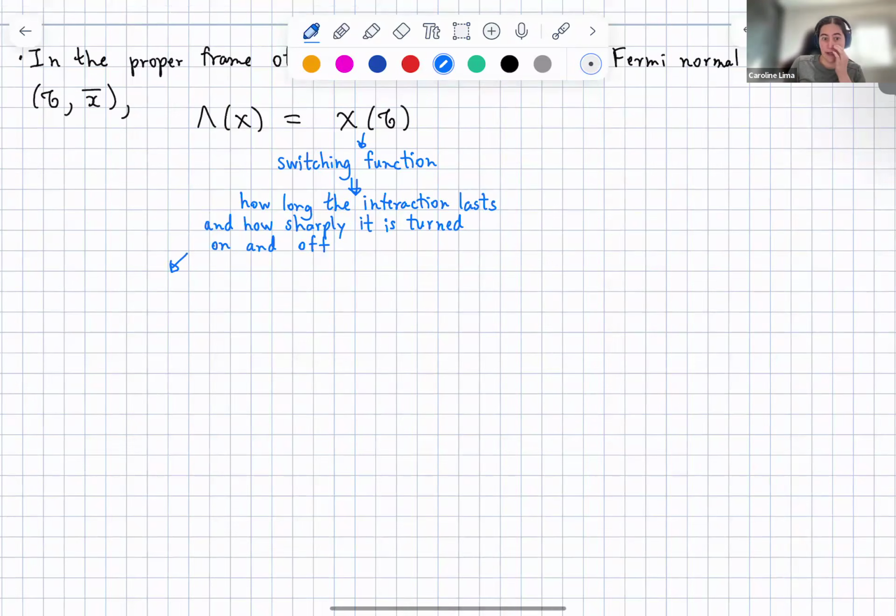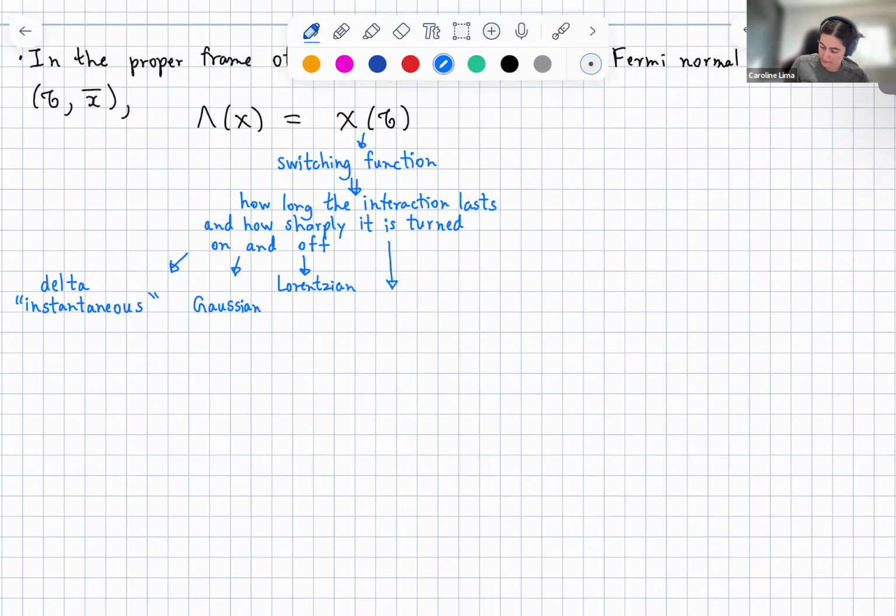Some that come to mind would be a delta, which would describe an instantaneous coupling, an instantaneous interaction. Also Gaussian, which is really commonly used. Lorentzian. Top hat. And also you can just keep your detector always on. Of course, there are more options.